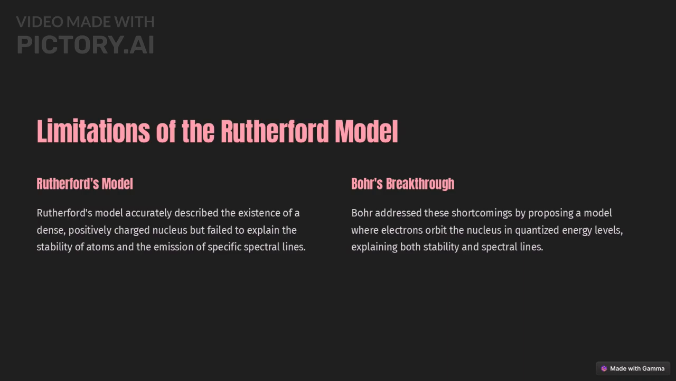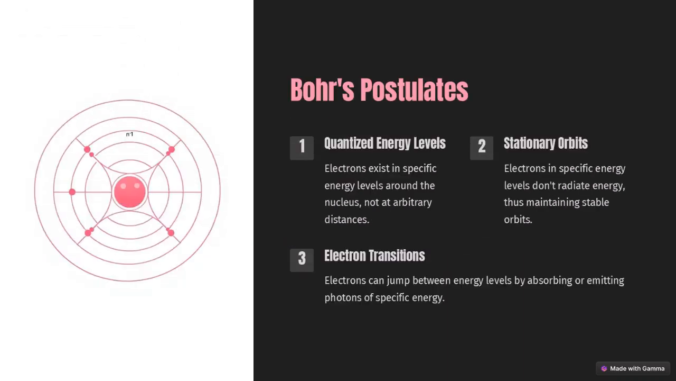stability and spectral lines. Bohr's postulates include quantized energy levels, where electrons exist in specific energy levels around the nucleus; stationary orbits, where electrons in specific energy levels don't radiate energy; and electron transitions, where electrons can jump between energy levels by absorbing or emitting photons of specific energy.